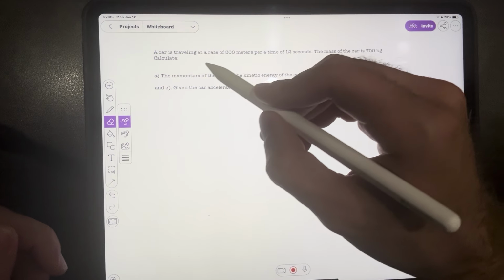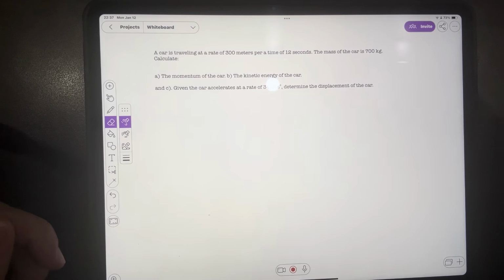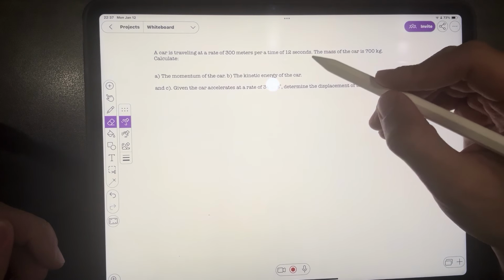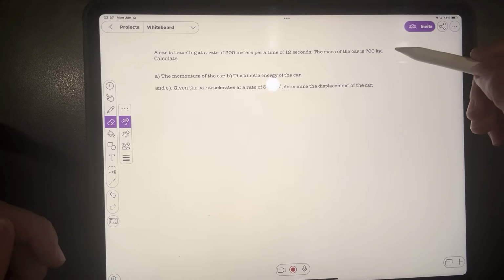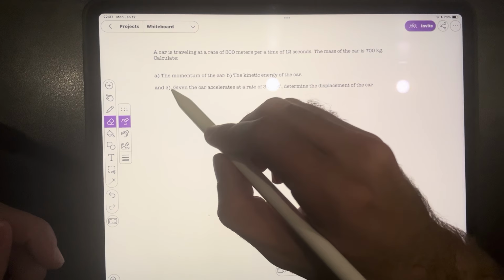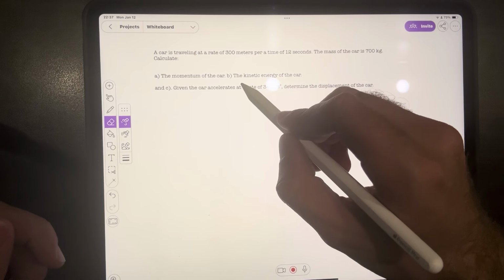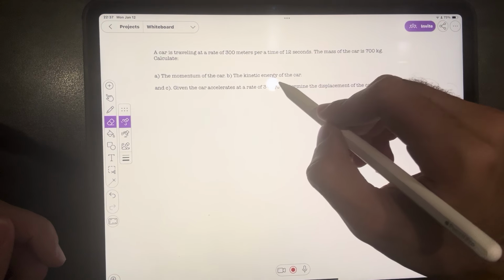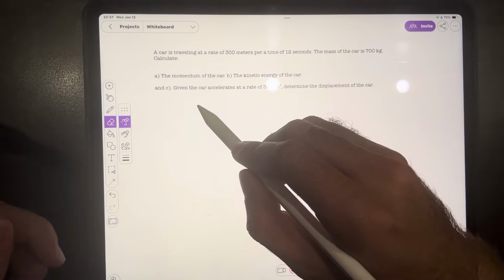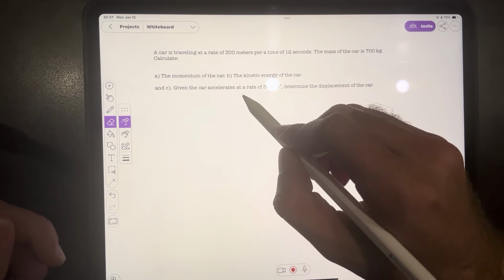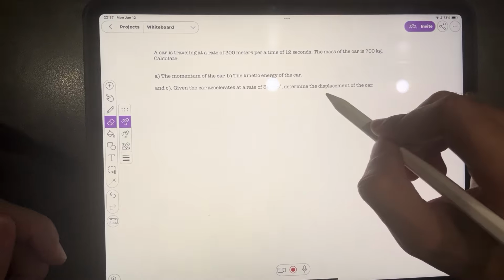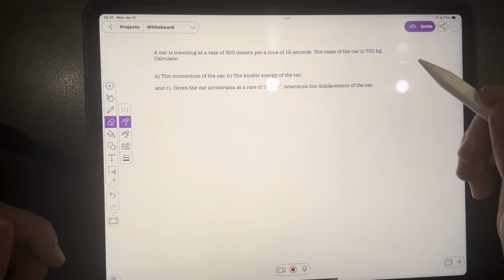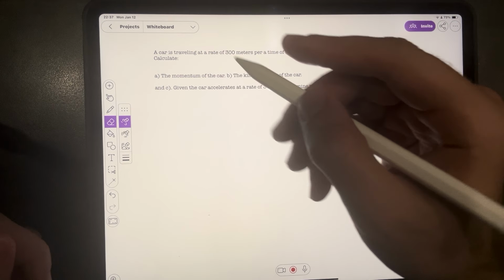Now here, a car is traveling at a rate of 300 meters per a time of 12 seconds. The mass of the car is 700 kilograms. Calculate A, the momentum of the car, B, the kinetic energy of the car, and C, given that the car accelerates at a rate of 34 meters per second square, determine the displacement of the car. Now, first we're starting out with the momentum of the car.